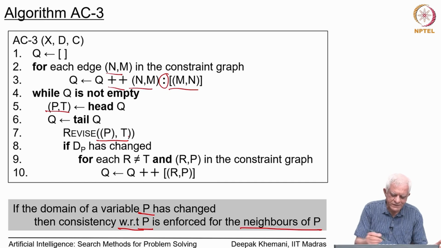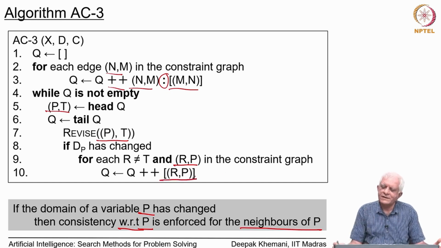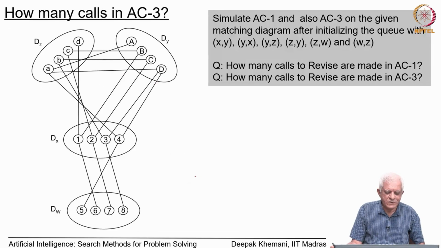variable R, which is not T, such that RP is an edge in the constraint graph, you add this RP call. So, this is like saying I want to do revise R with P again. Why? Because P has changed and R was connected to P. So, let me just check that R is consistent with respect to P. So, that is the algorithm AC3. It is a very popular algorithm and used a lot.